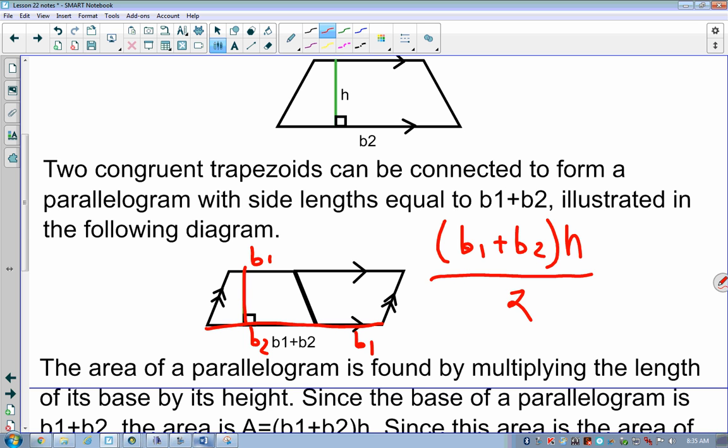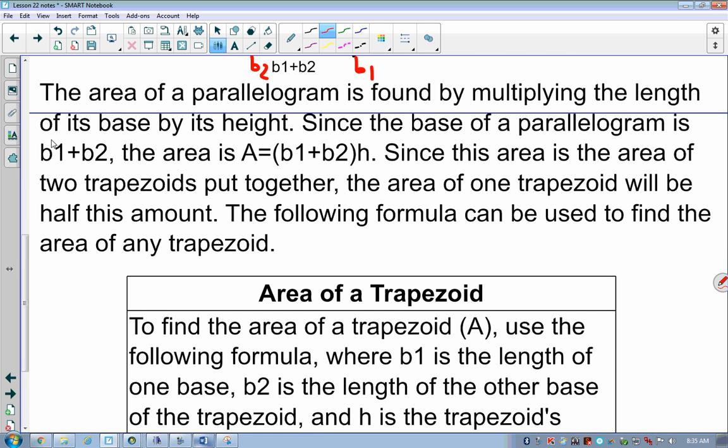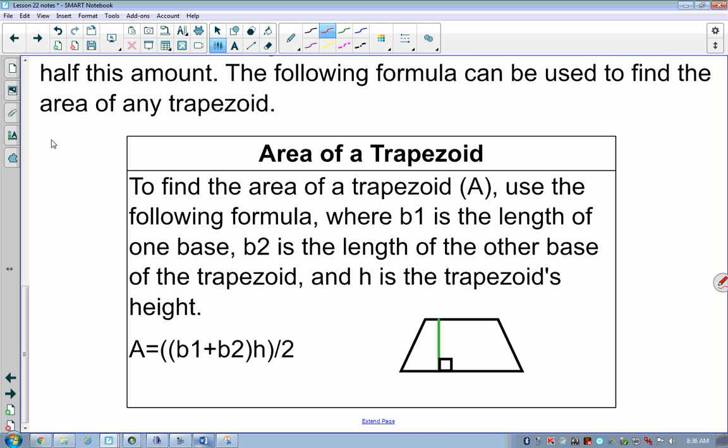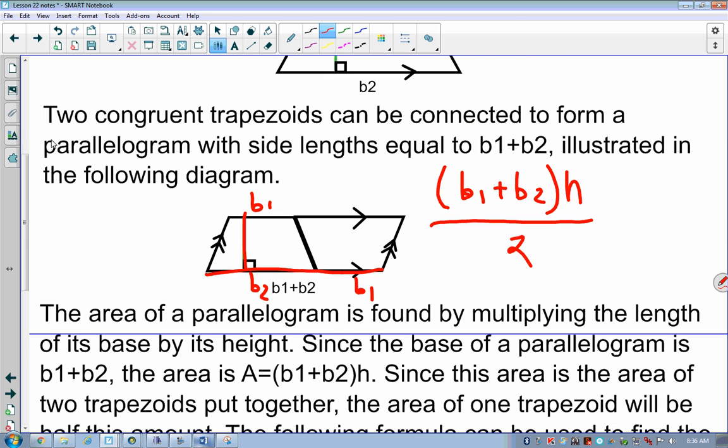And you see that following on down here. They put it in those same terms. It's really hard to write all of that in a way that can be shown well, so this is how you want to see that formula written: base 1 plus base 2 times height, all in the numerator, divided by 2. That's our area formula for a trapezoid. Do we understand that?